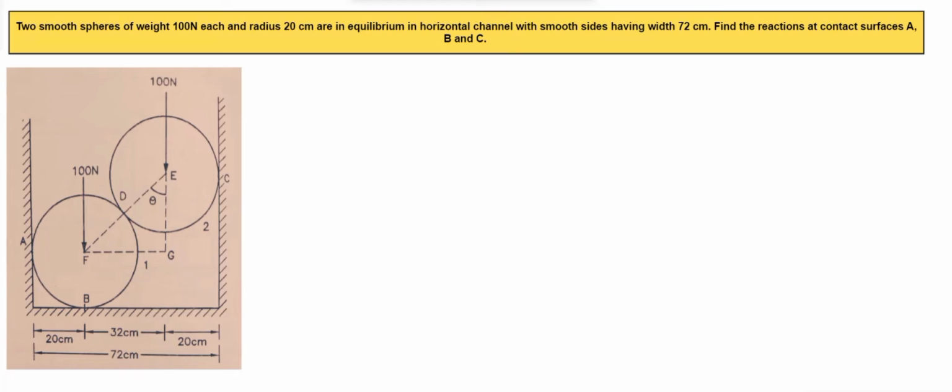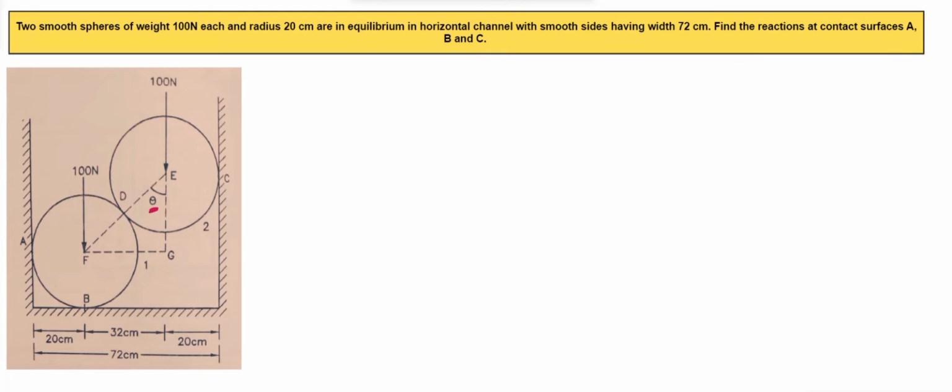Here we are having two smooth spheres which are of weight 100 Newton, radius 20 centimeter, in equilibrium in a horizontal channel with the smooth sides having width 72 centimeter. We have to find the reactions at the contact surfaces A, B and C.